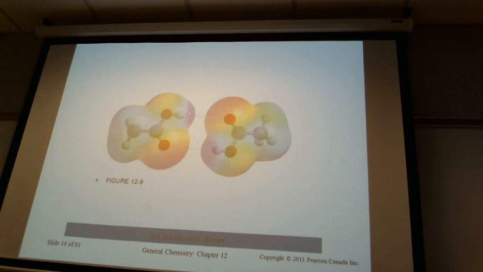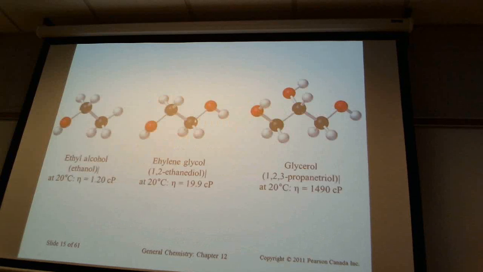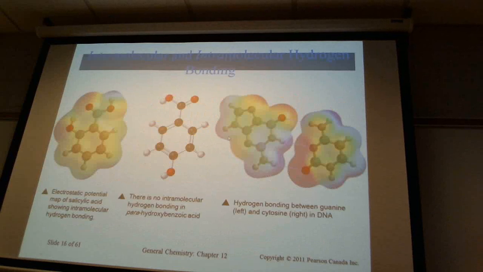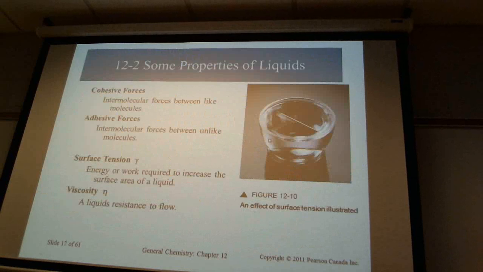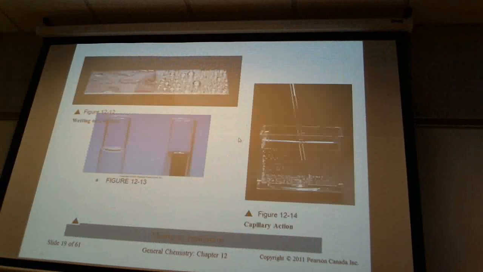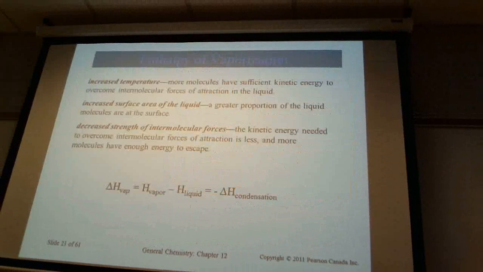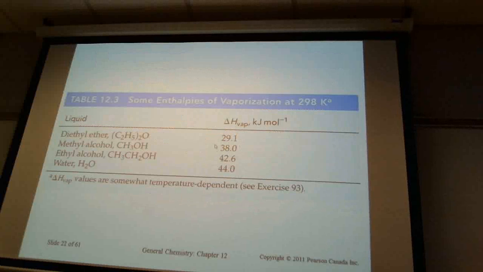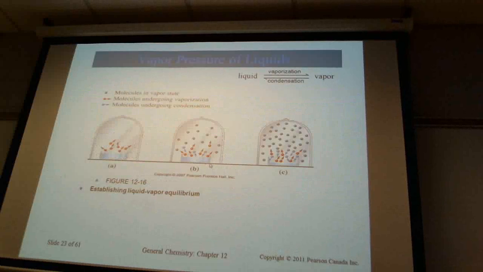This is an example of a dimer, when you have those two strong hydrogen bonding interactions. The more hydrogen bonding interactions, the higher the boiling point. And so we looked at these: surface tension, adhesive versus cohesive forces, meniscus, right? We looked at the enthalpy of vaporization. Things with strong intermolecular forces are going to have high enthalpies of vaporization.